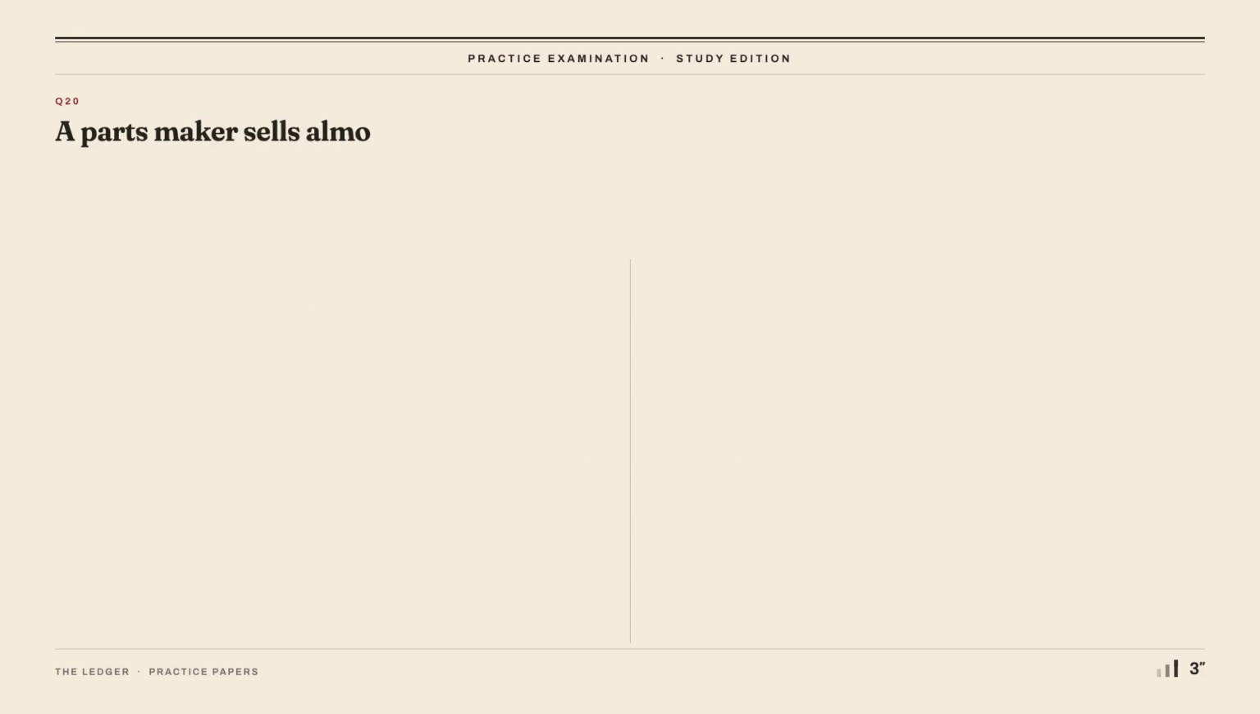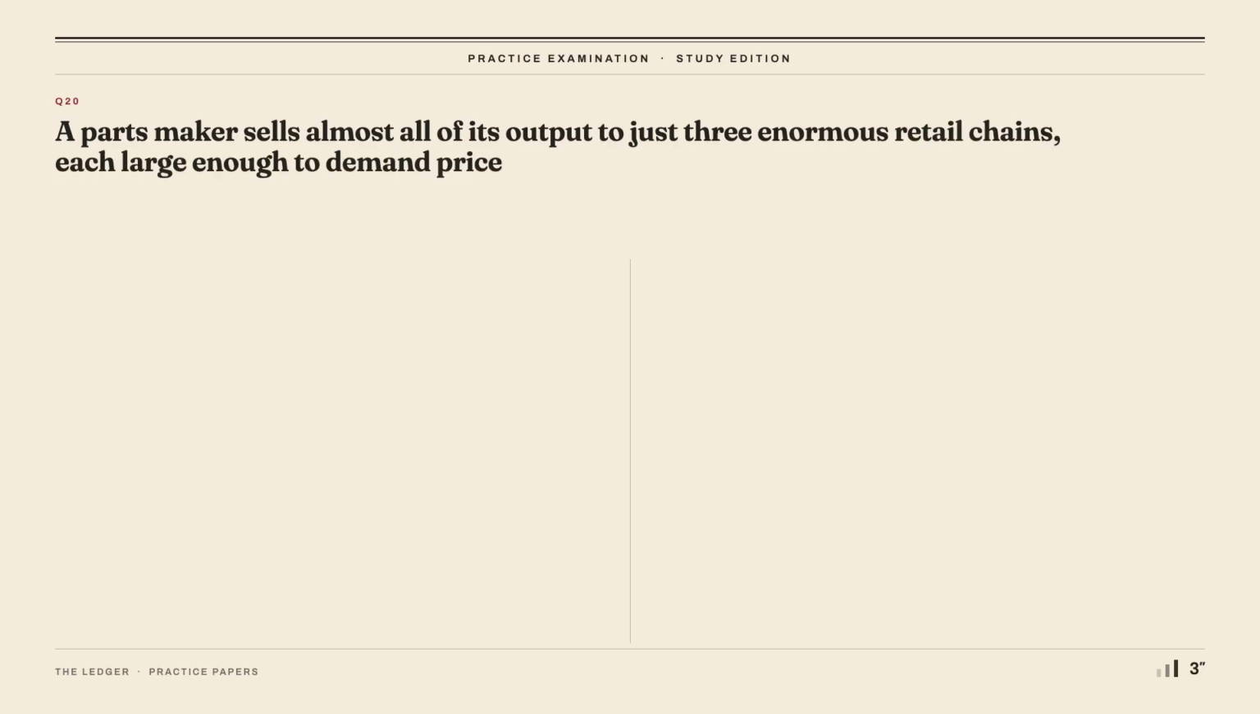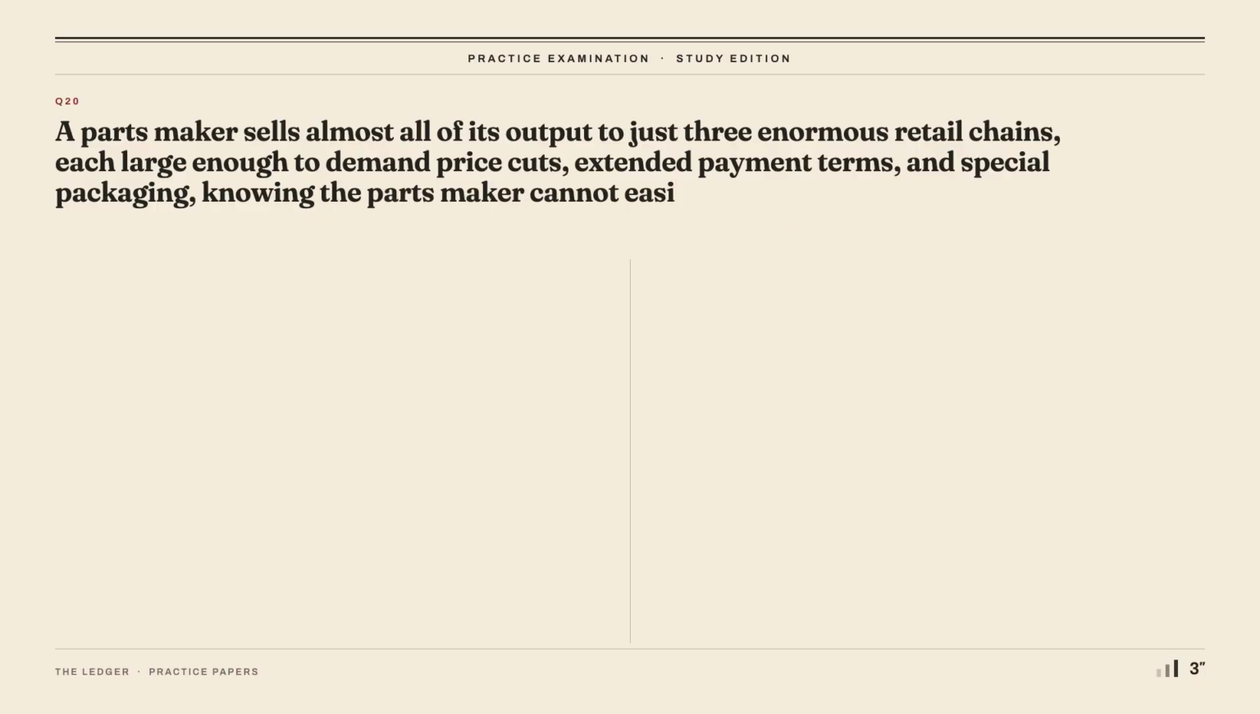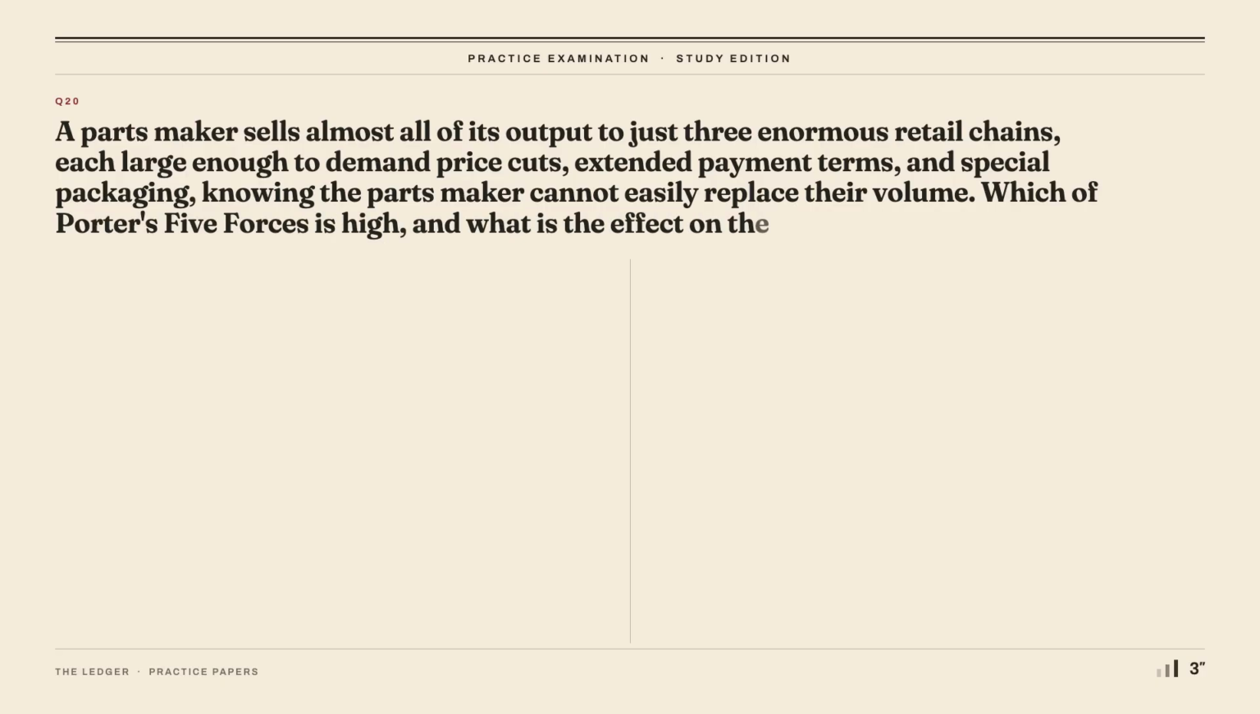Question 20. A parts maker sells almost all of its output to just 3 enormous retail chains, each large enough to demand price cuts, extended payment terms, and special packaging, knowing the parts maker cannot easily replace their volume. Which of Porter's 5 forces is high, and what is the effect on the parts maker's industry?